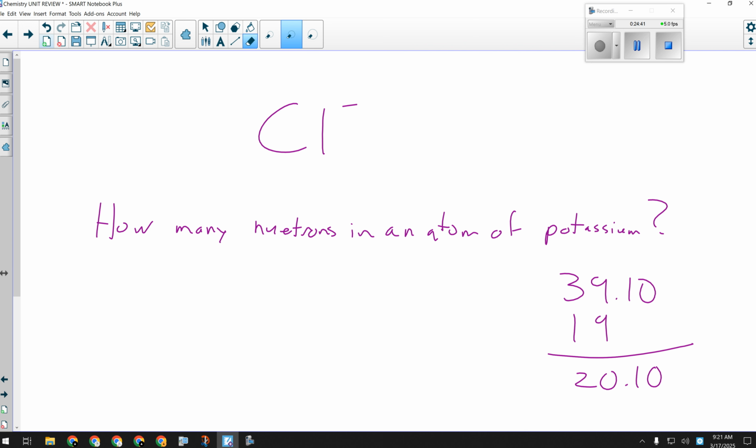Now, what if that was 20.7? Then round up to 21. Okay, I can't think of an atom where that happens. It's almost always less than 0.5. Okay, so yeah, just know that one.